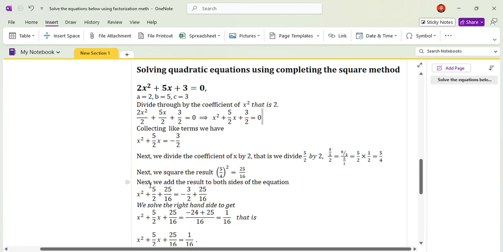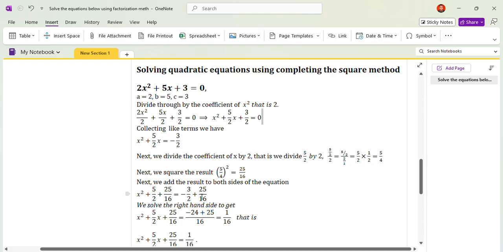So the next thing we do now is add the result to both sides of the equation. Now that we have squared half the coefficient of x, we add it to both sides of the equation. So on the left hand side, what we have is x squared plus 5 over 2x, and we add the 25 over 16 to it. And on the right hand side, we have minus 3 over 2.